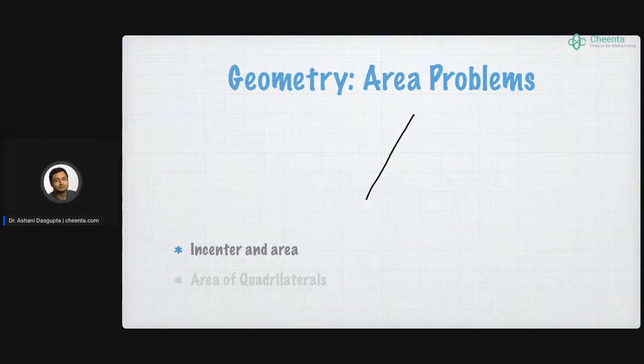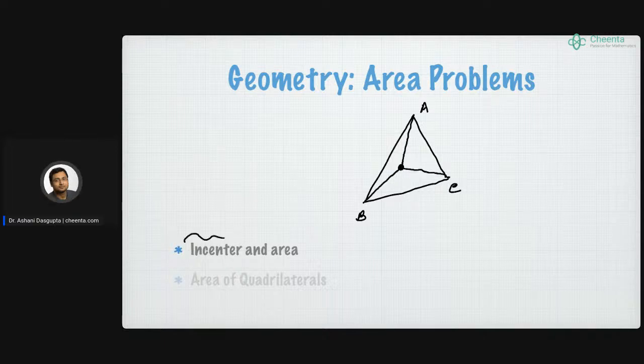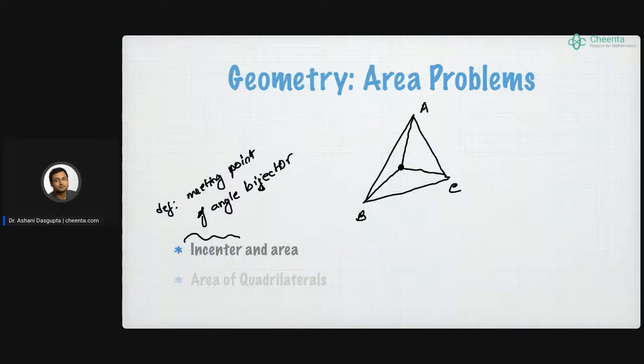So suppose we have a triangle ABC like this. ABC is a triangle. And we have a point inside the triangle called the incenter. If you don't know what the incenter is, it is the meeting point of the angle bisectors. So if you draw the bisectors of the three angles A, B, and C, one can show that they all pass through a single point, and that particular point is the incenter, which is the point I.